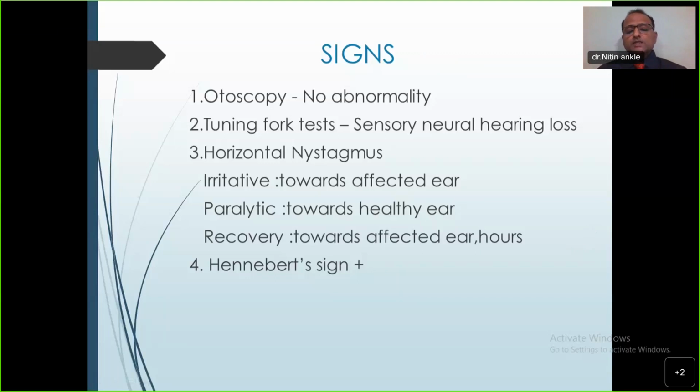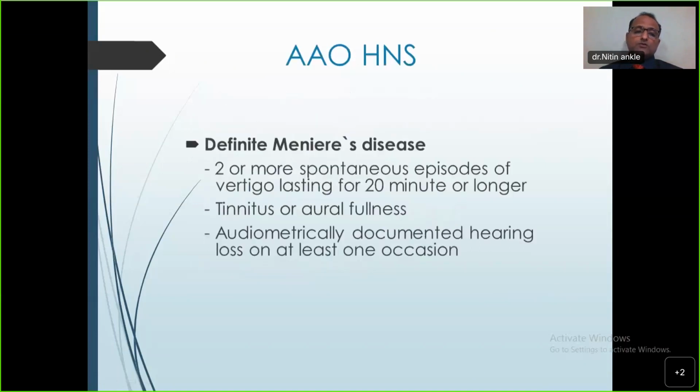And there's something called Hennebert's sign. This is positive. Now, Hennebert's sign is nothing but if you give a repeated pressure over the tragus and increase the pressure over the tympanic membrane, which will be transmitted through the ossicles to the inner ear, and since the saccule is enlarged and touching onto the footplate of the stapes, the vertigo will be elicited. This is the typical Hennebert's sign. It is seen in congenital syphilis also. As additional knowledge, you can tell it. Many times this has been asked in multiple choice questions and vivas also.